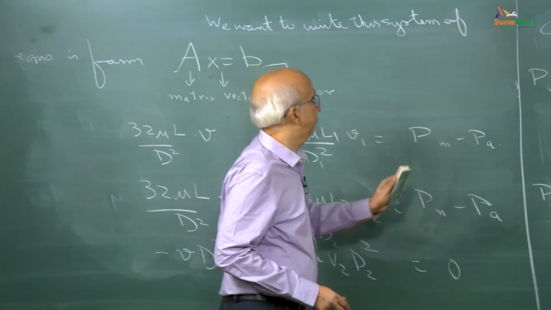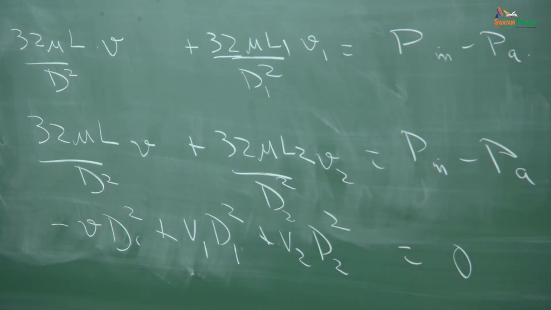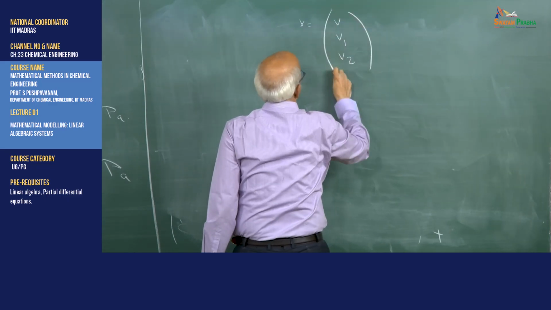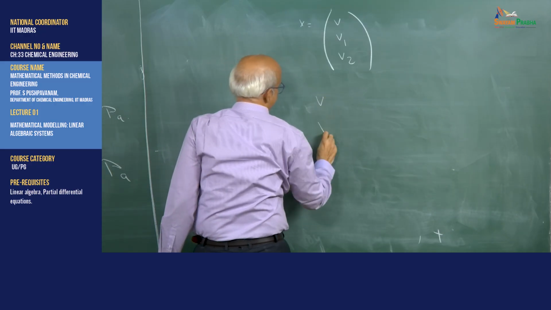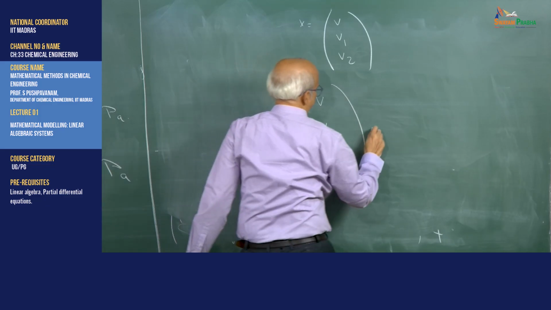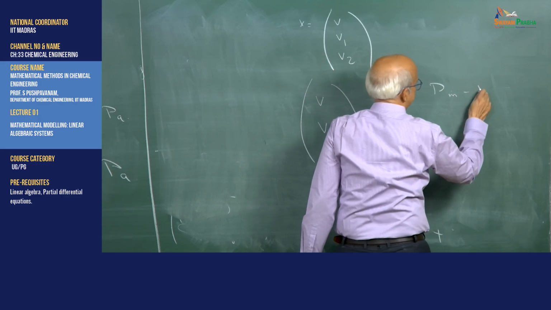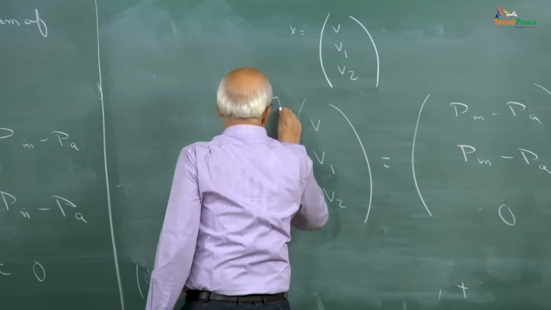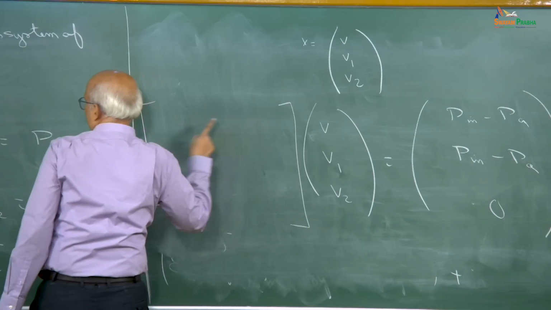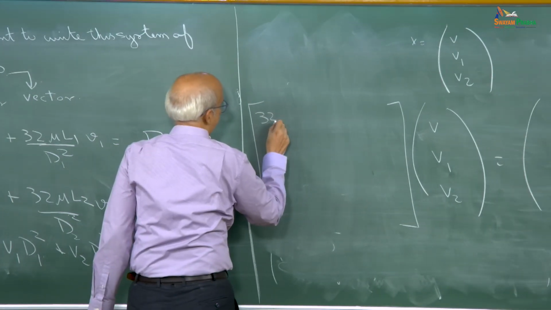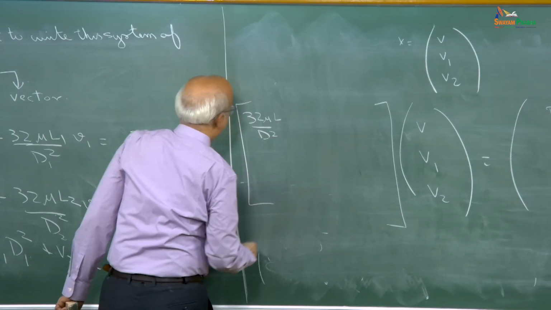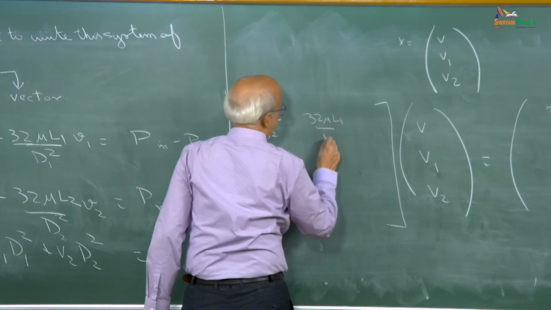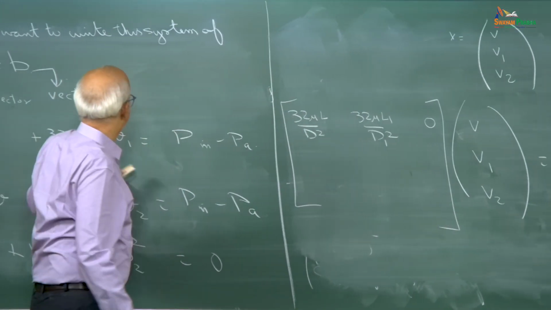Okay. So, I am going to write x as V, V1, V2. I think in the book I must have put it the other way. So, then I write this equation as V, V1, V2, and this is P in minus PA, P in minus PA, 0, and this first equation I write it as 32 mu L by d squared, that multiplies V, then I have 32 mu L1 by d1 squared, and I have nothing multiplying V2 in the first equation, so that third term is 0.